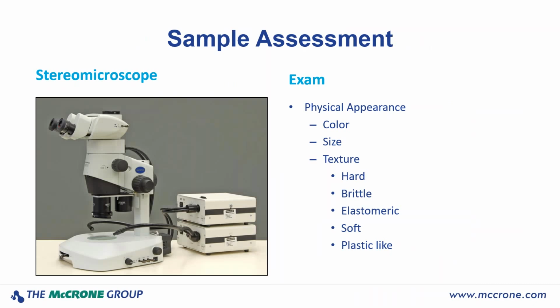The first step to any analysis is to assess the sample. For small particulates, the first stage is always examination under a stereomicroscope. This allows us to get a better visual assessment of the sample. What does it look like? What kinds of physical characteristics are present? Is the particle hard? Is it brittle? Does it spread out and stay spread out? Or does it stretch out and then retract like an elastic? Does it look metallic? All of this information will guide our analysis throughout.